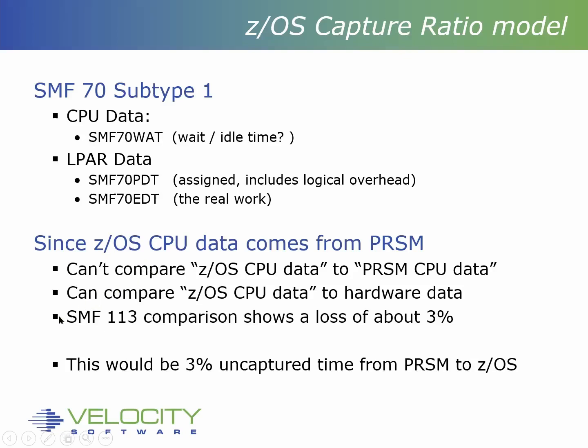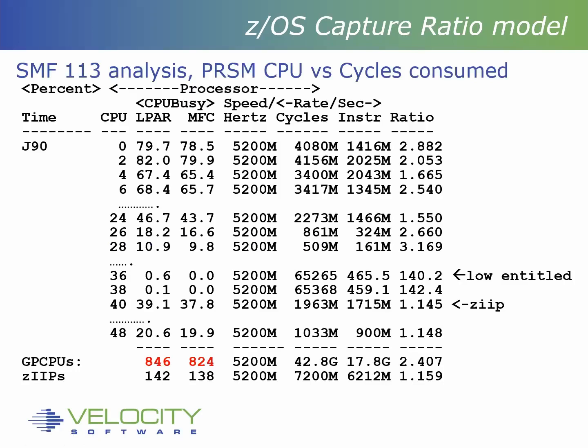Because we're using the Prism data for the zOS CPU data, I will do a comparison with the 113. And I was actually surprised. So the 113 shows cycles consumed by the CPU, and you would hope that they're very close. In VM we saw about 1%, zOS we see a little bit more. So this data is what is provided by the LPAR as the virtual time. This data is what we get from the MFC data, the 113 record.